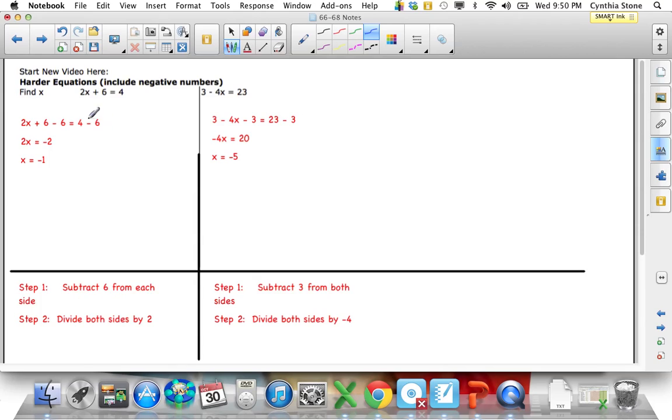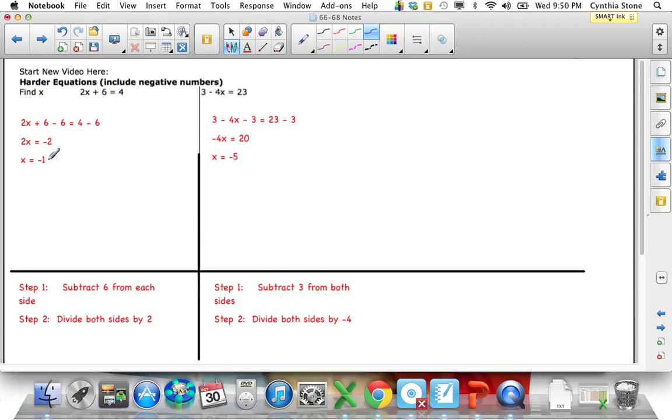Okay, that's the first thing I did. Subtract 6 from both sides to end up with 2x equals negative 2. Then divide both sides by whatever x is multiplied by, which is 2. So 2x divided by 2 is just x. Negative 2 divided by 2 is negative 1.